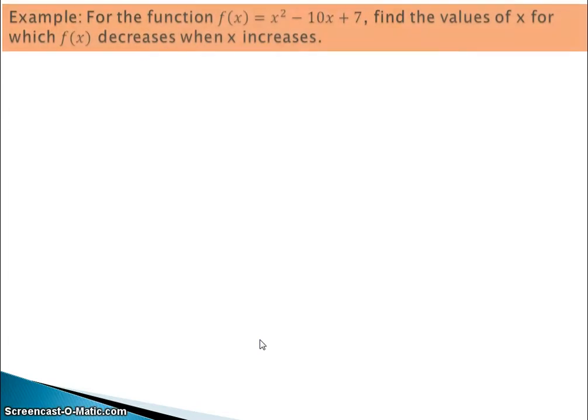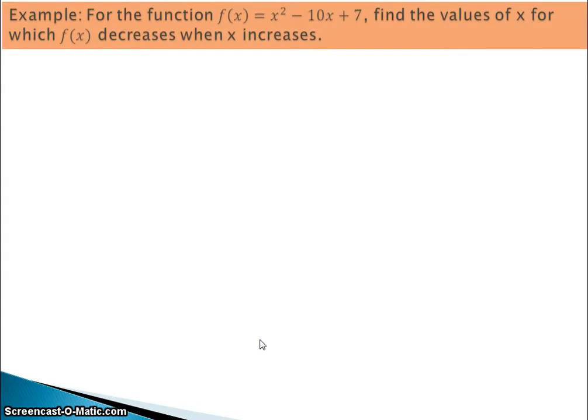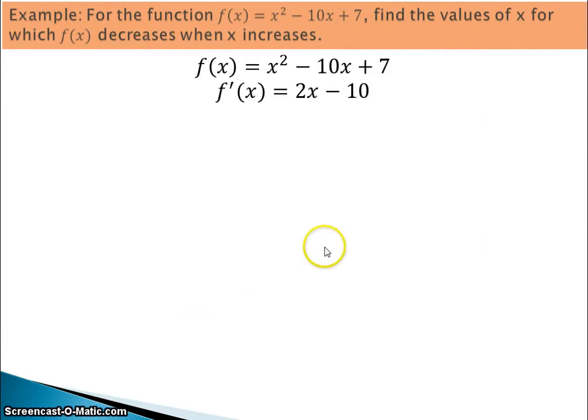Now let's look at another example. For the function f of x is equal to x squared minus 10x plus 7, find the values of x for which f of x decreases when x increases. Once again, we find the first derivative. Again, I'm applying the power rule over here. I get 2x minus 10.